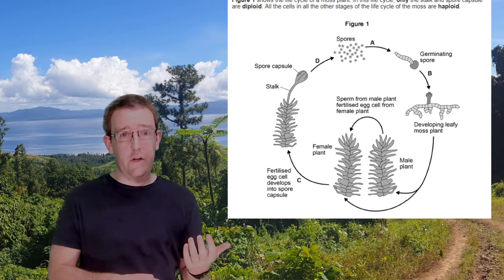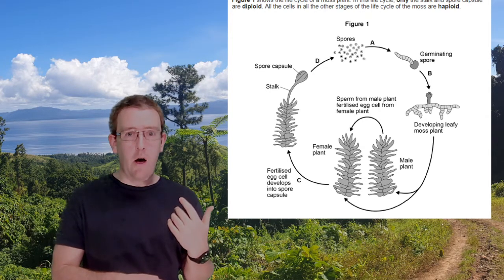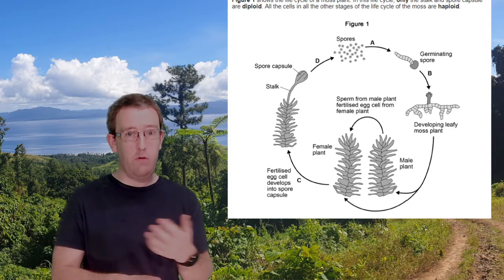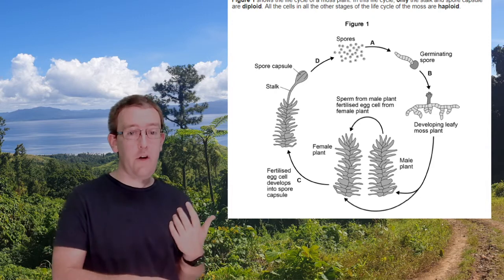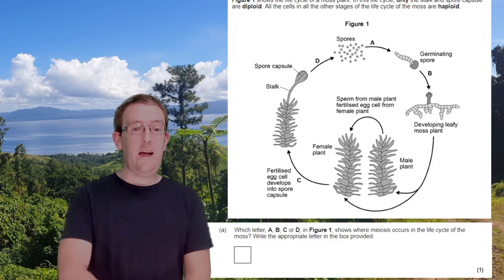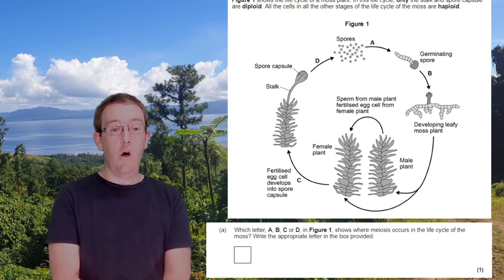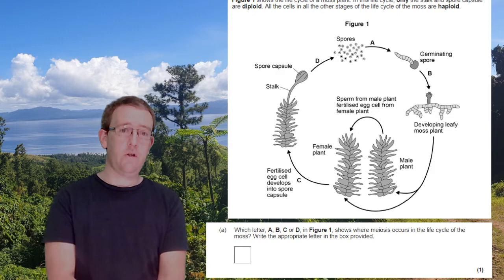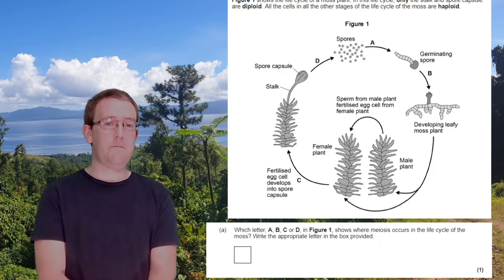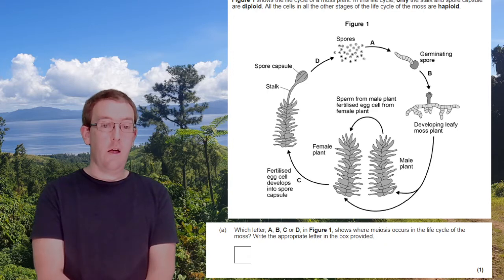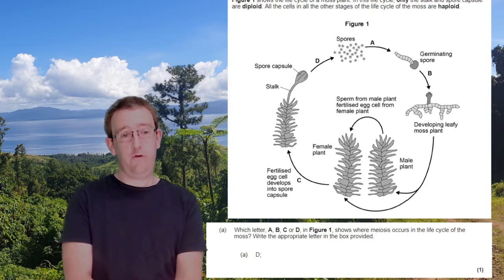This shows the life cycle of a moss. So the idea is that only the stalk and the spore capsule are diploid. All the cells in the other stages of the life cycle of the moss are haploid. And the question goes, which letter A, B, C or D in figure 1 shows where meiosis occurs in the life cycle of the moss? Write the appropriate letter in the box provided. So have a look at that. Where is meiosis taking place? And of course, the answer is D there, the formation of those spores.